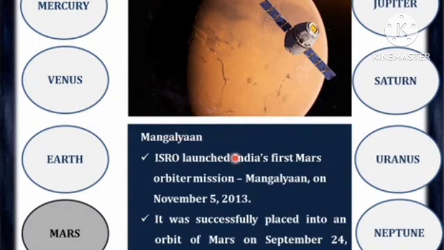ISRO, the Indian Space Research Organization, launched its first Mars orbiter mission called Mangalyaan on November 5th, 2013, and it was successfully placed into an orbit of Mars on September 24th, 2014. With this, India became the first country in the world to do so in the first attempt.